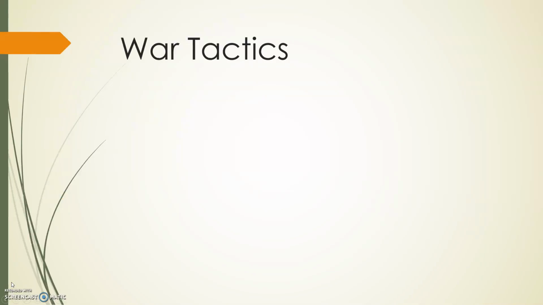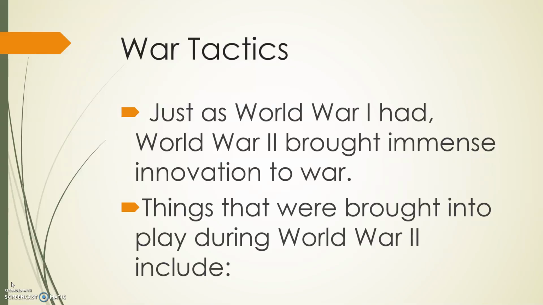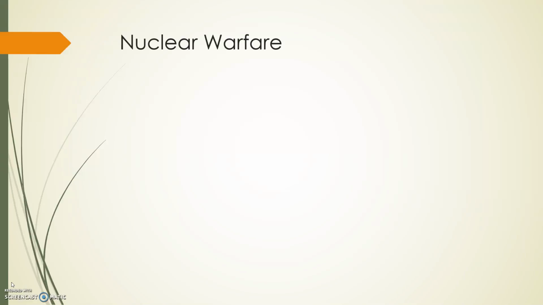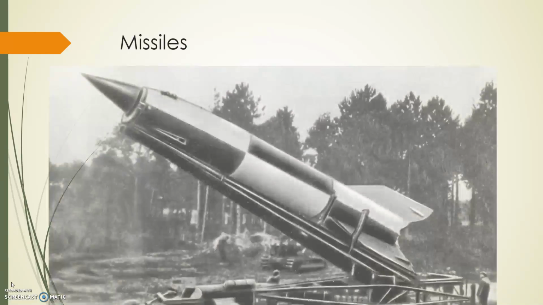Next up, we have the war tactics for World War II. Just like in World War I, World War II brought immense innovation. The things that were brought into play during World War II include nuclear warfare. As a lot of us do know, or we will soon know in this class, there was a nuclear bomb or an atomic bomb dropped on Hiroshima and Nagasaki by the United States during World War II. So that was introduced. We also have missiles.